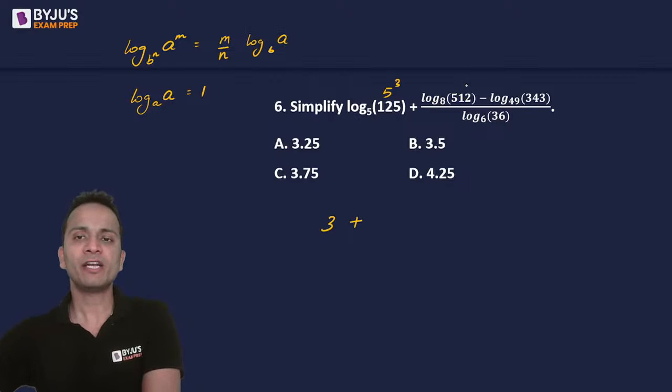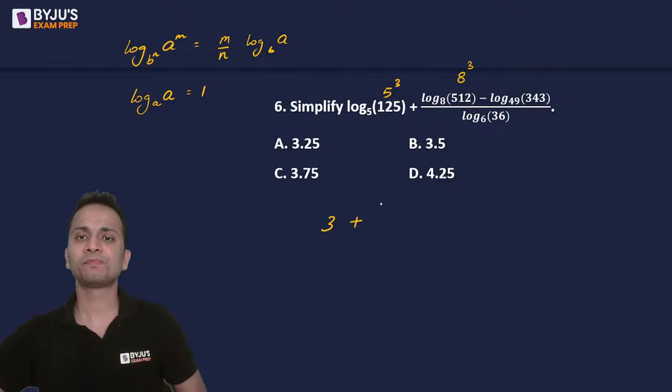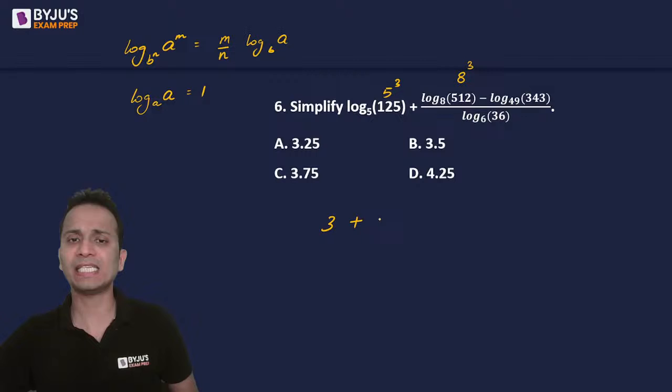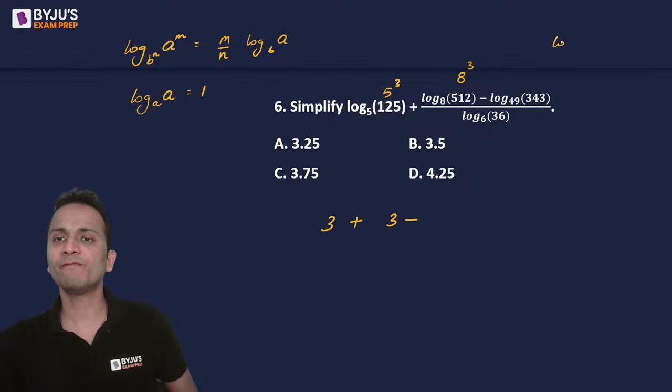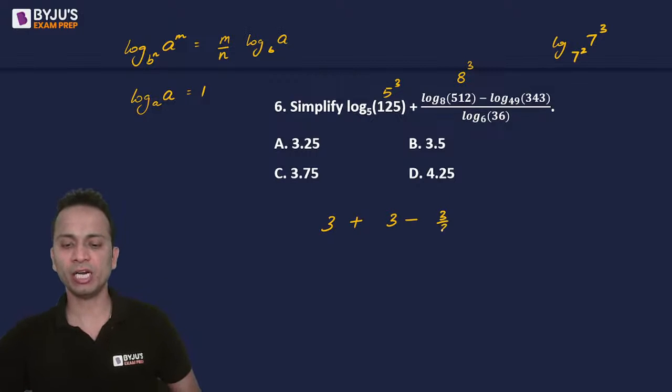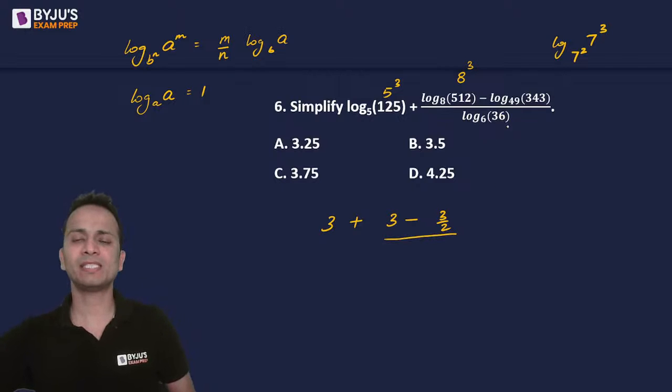Next is log of 512. Now 512 is 8 cube. So a similar thing will be used, which I have done for log 125 to the base 5. So log 512 to the base 8 will become 3, then minus log of 343. 343 will be 7 cube, and the base is 7 square. So this will become 3 upon 2, right? And the whole is divided by log of 36 to the base 6. 36 is 6 square. So this will become 2. So this will be 3 plus 3 upon 2 divided by 2, that is 3 upon 4.